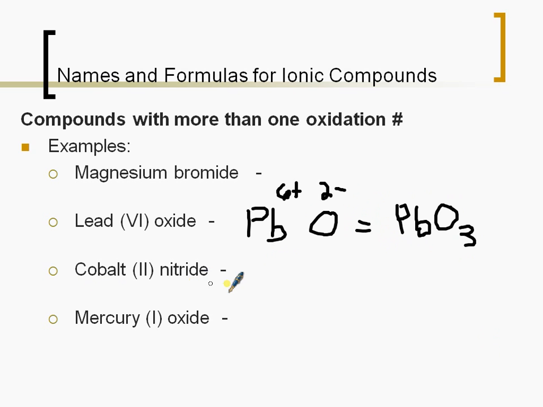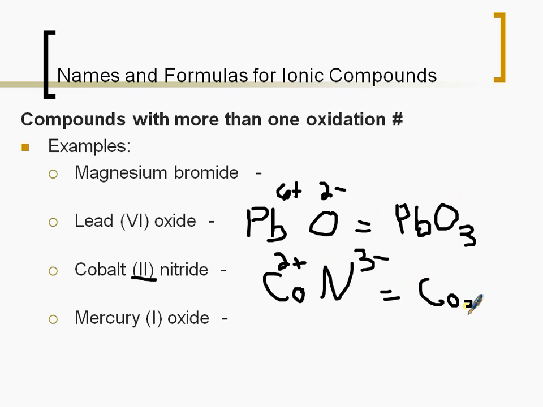Cobalt 2 nitride. Cobalt's symbol is Co. The charge is going to be a 2 plus because that's what it tells me. Nitrogen, symbol N, has a charge of 3 minus. And again, it's an uneven number. The lowest common multiple is 6. It's going to be Co3N2. That's how I write cobalt 2 nitride.